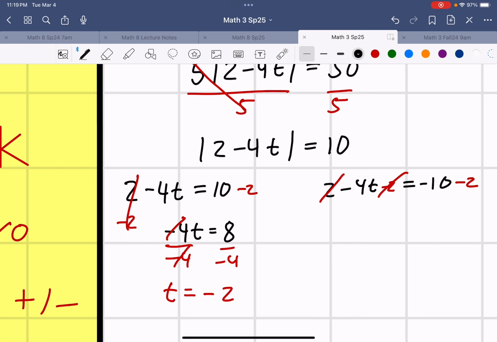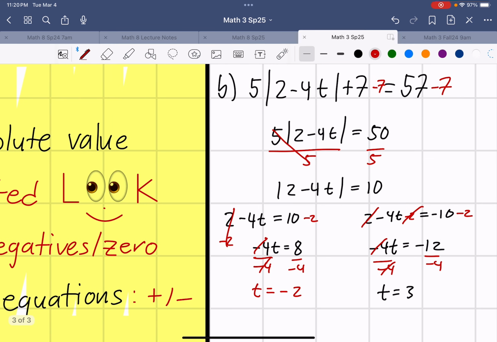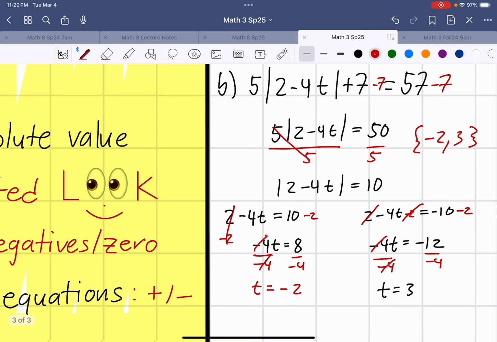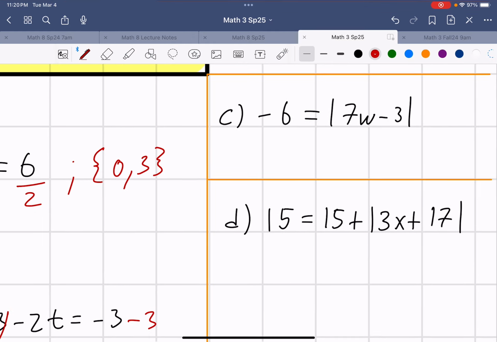That does leave me with negative 4t on one side and then negative 12 on the other. Now I divide by negative 4 to both sides, and that leaves me with t is equal to positive 3. Like I said, you can write your solution in set notation, which would be negative 2 and positive 3. And I believe I have a couple more.